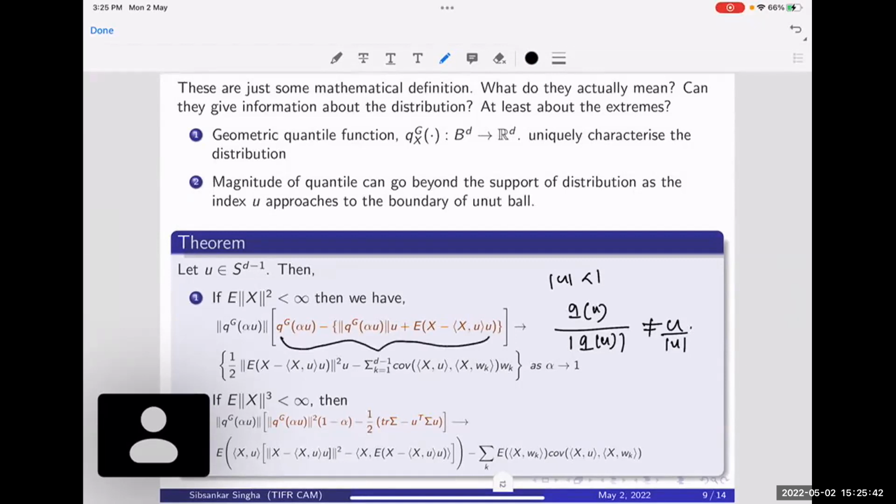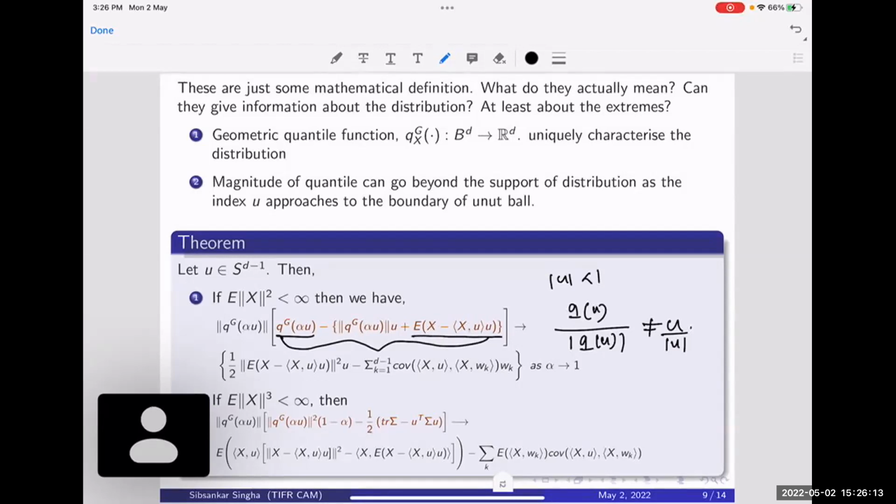This colored thing is going to 0. This result was proved by Girard and Stupfler in 2017. They proved that if we normalize by the norm of the quantile, that is going to u. But their result has some disadvantage. They converge to this quantity, but you can see this is only some distributional quantity, or more specifically, it gives some sort of central property.